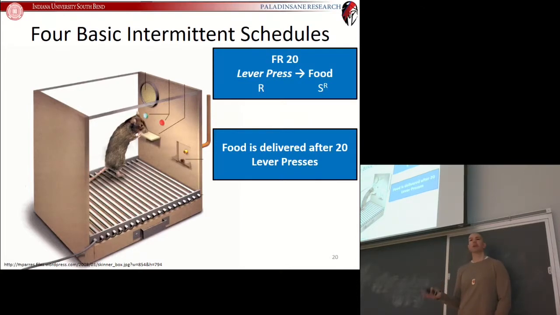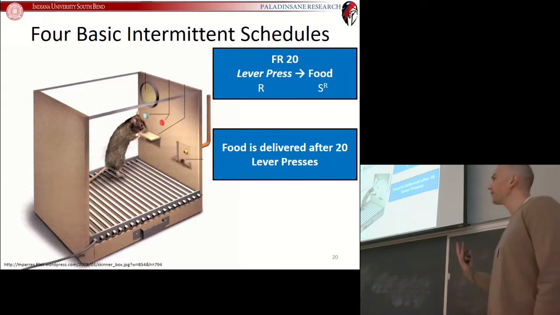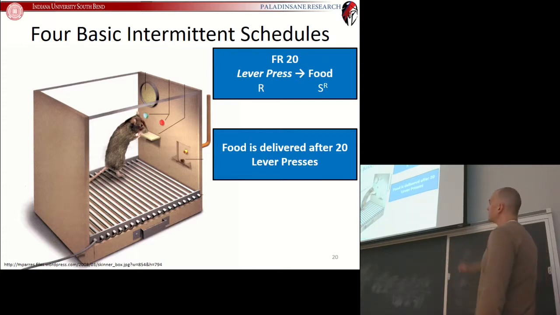So you press it 20 times, you get food. You press it another 20 times, you get food. You press it 10 times, no food. You go take a break, come back later, press it another 10 times. 10 plus 10 is 20. You get yourself some food. So fixed ratio 20, food is delivered after every 20 responses, or in this case, lever presses.